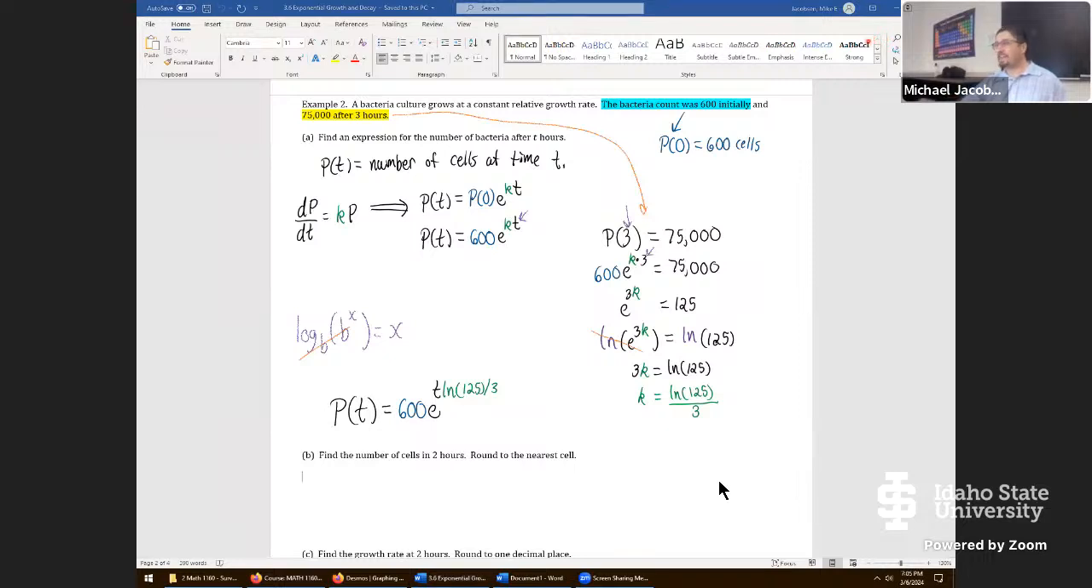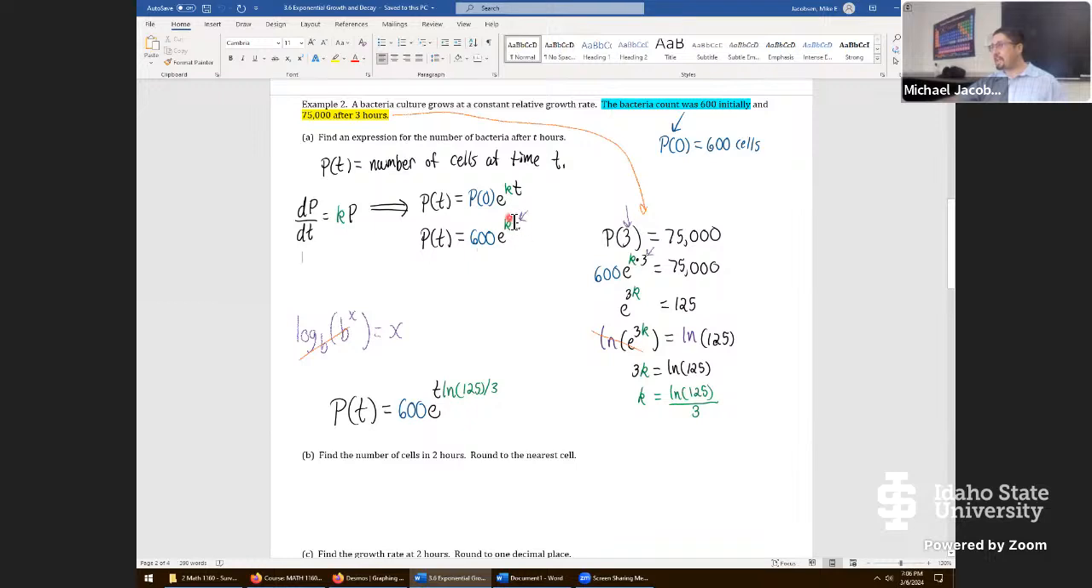Always kind of disorienting to do a problem across a weekend. So let's refresh ourselves on what happened on this. They told us a bacteria culture grows at a constant relative growth rate. From that statement alone, we wrote down the function that would satisfy that. The differential equation's on the left. That's the solution. If the bacterial count is 600 initially, we just plugged 600 right inside here in the formula. So we came to that stage.